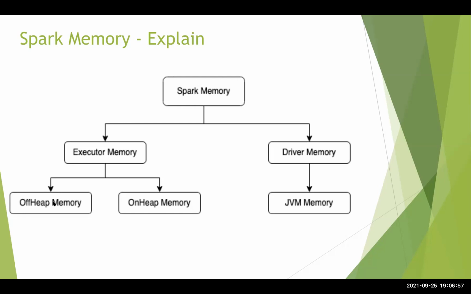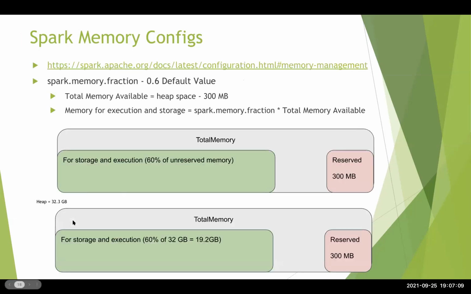But what is off-heap memory? Memory which is outside the JVM. JVM memory is on-heap; off-heap is outside the JVM, in the operating system. So that memory also you can access using Spark.